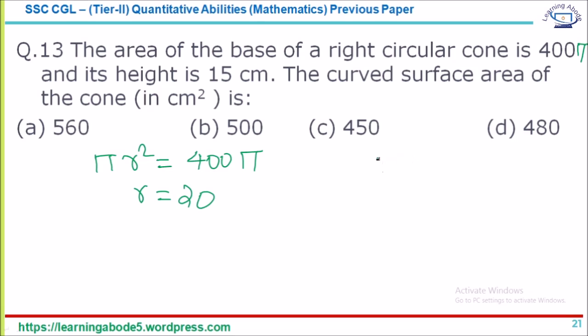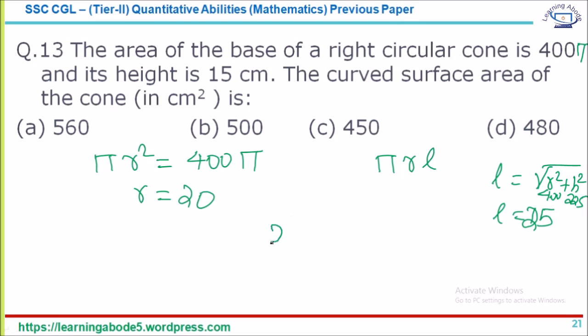Now curved surface area is pi r L. Now L is square root of r square plus h square. Okay, so L is equal to root of r square, which we know is 400, plus 15 square, which is 225. Totally 625. I'm sorry, root of that is 25. 400 and 225, totally 625. Root of 625 is 25. That's the slant height L.